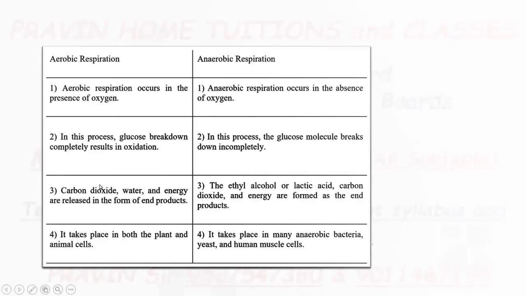The products formed in aerobic respiration are carbon dioxide, water and energy. For anaerobic respiration, the products formed are ethyl alcohol, lactic acid, carbon dioxide and energy released. Aerobic respiration takes place in both plant and animal cells. Anaerobic respiration takes place in anaerobic bacteria, yeast and human muscle cells.